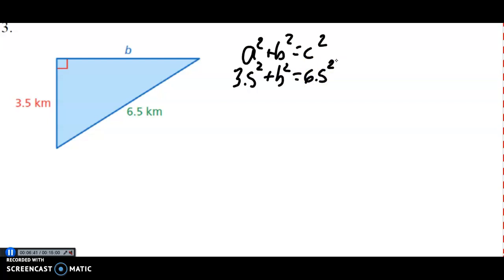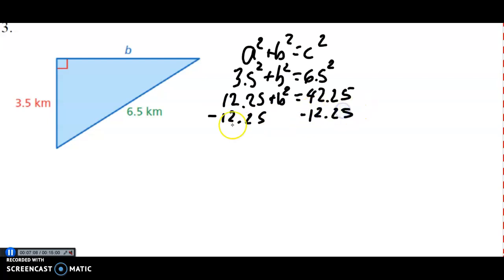So first thing I'm going to do is I'm going to square 3.5, and I'm going to get 12.25. Then I'm going to square 6.5 and get 42.25. Now I'm going to solve the equation. So again, following our steps, we're going to subtract 12.25 from both sides, and get b squared equals 30.